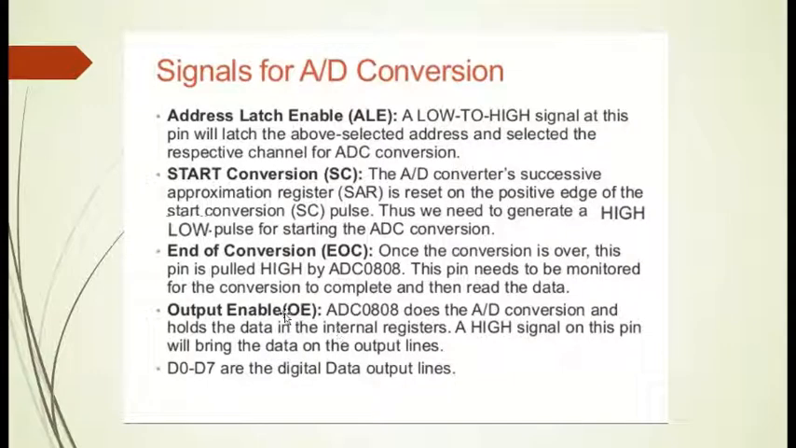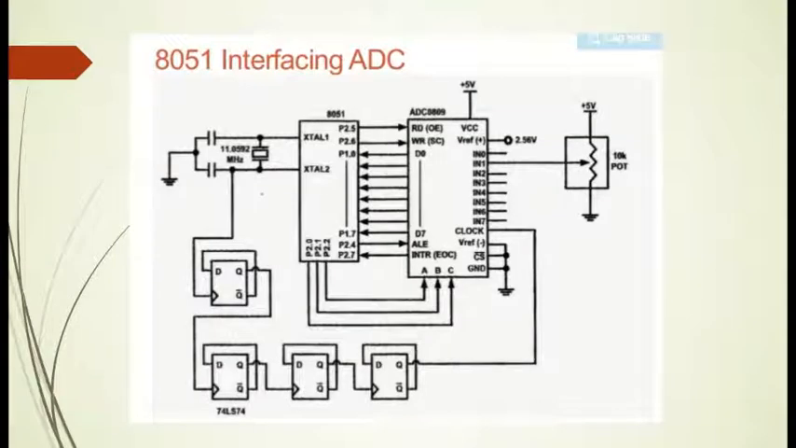So here we have the output enable pin. When it is set to high, this pin will bring the data onto the output lines, so that the microcontroller can read it. As we know already, D0 to D7 are nothing but data output lines. Now we'll see how the 8051 microcontroller is interfaced or connected with the 0808 A to D converter.